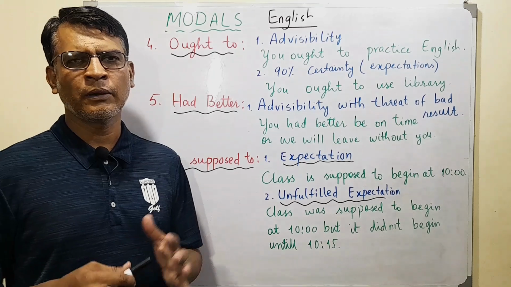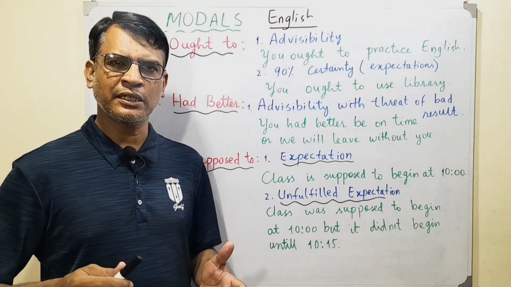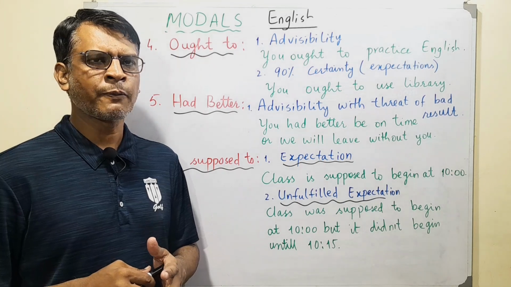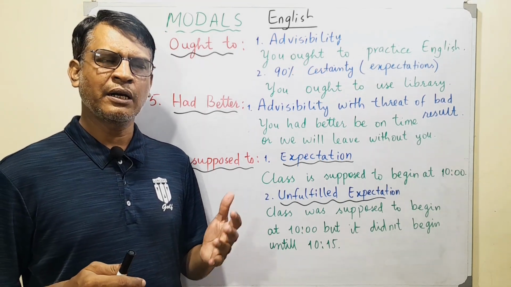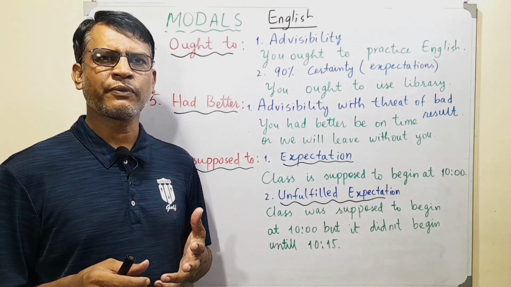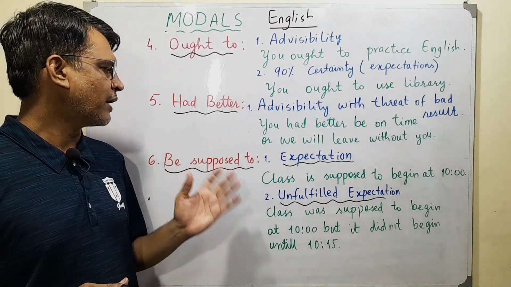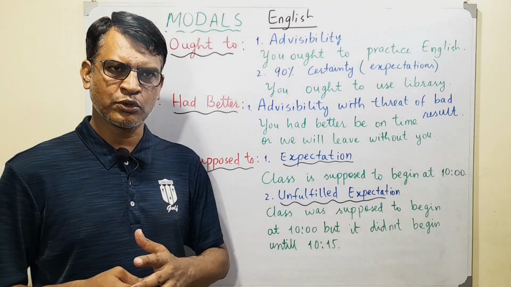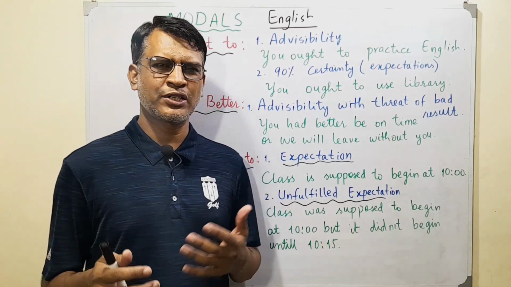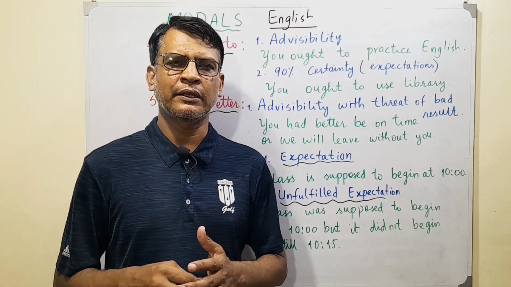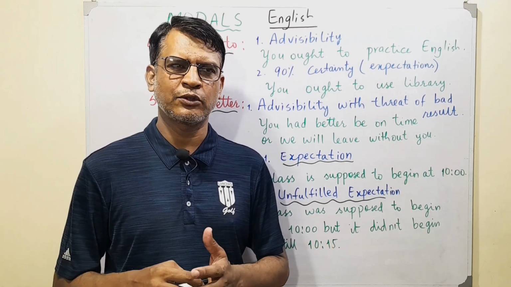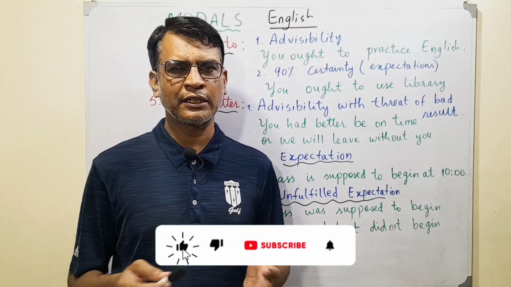Okay, so in today's lesson, we've seen that there are 6 modals that we talked about, and all these 6 are really important. We talked about may and might and should and ought to, had better, and be supposed to. Please study them, see them, practice them, and if there are any questions, any comments that you would like to make, do make them in the video.